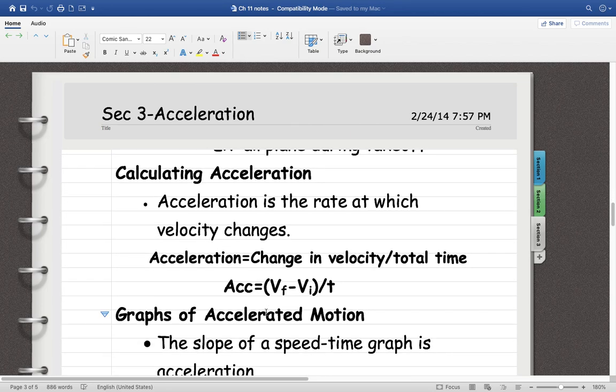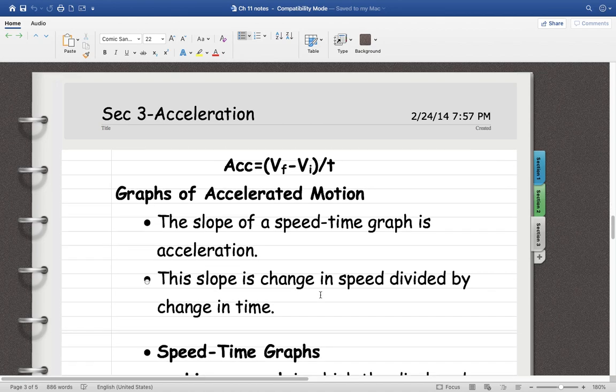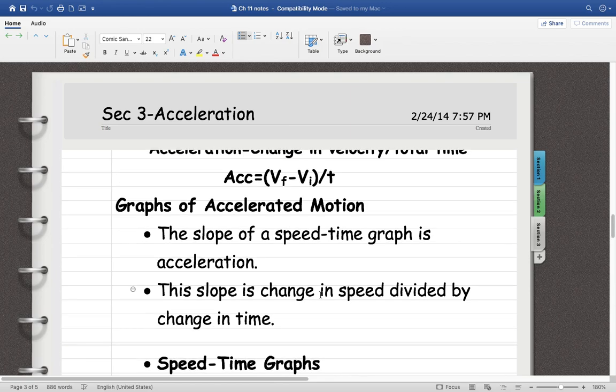Calculating acceleration. This is going to be our next formula. Acceleration is the rate at which velocity changes. Velocity is meters per second already, and this is the rate at which velocity changes, so it's meters per second per second. The formula is a equals vf minus vi divided by t. The vf is final velocity, what it ends up at, the vi is initial velocity, what it starts out as, and t is time, usually in seconds.